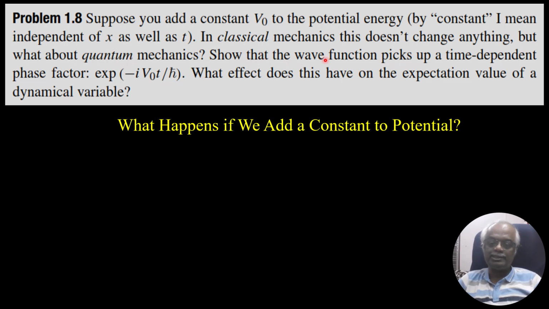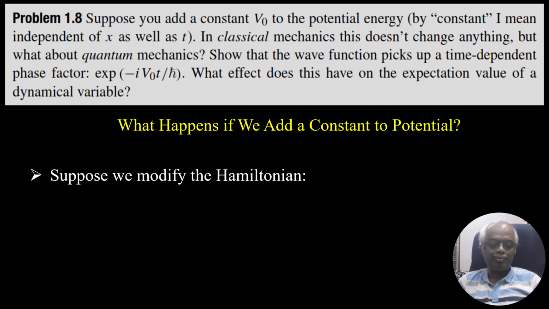The wave function picks up a time-dependent phase factor, exponential of minus i V naught t over h cross. What effect does this have on the expectation value of the dynamical variable? So the essence of this problem is what happens if we add a constant potential. That is the aim of our lecture, solving this problem.